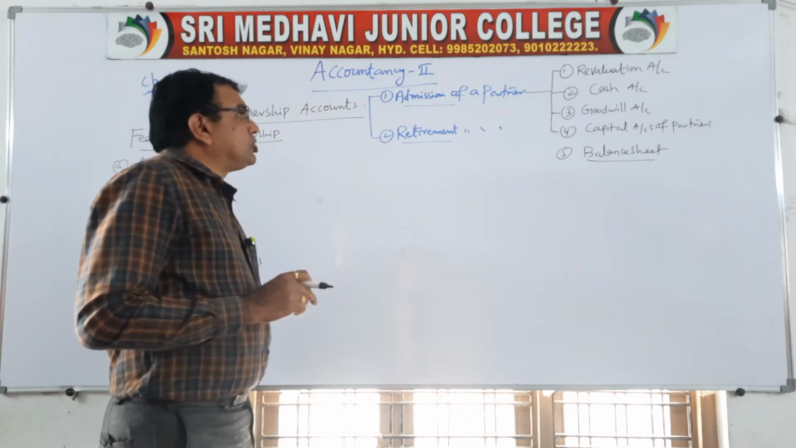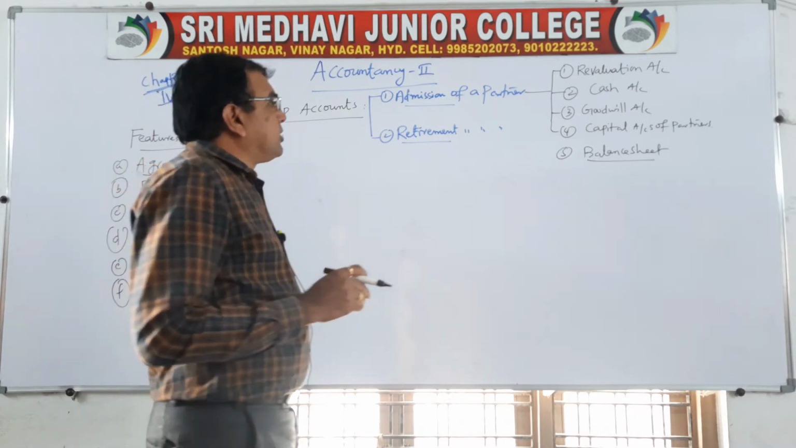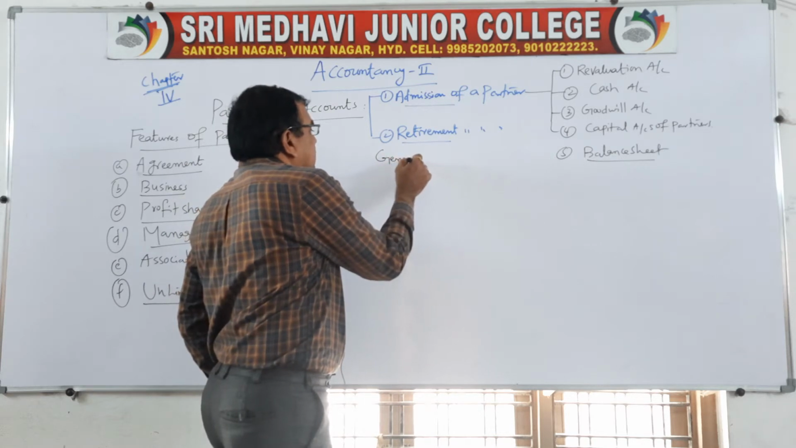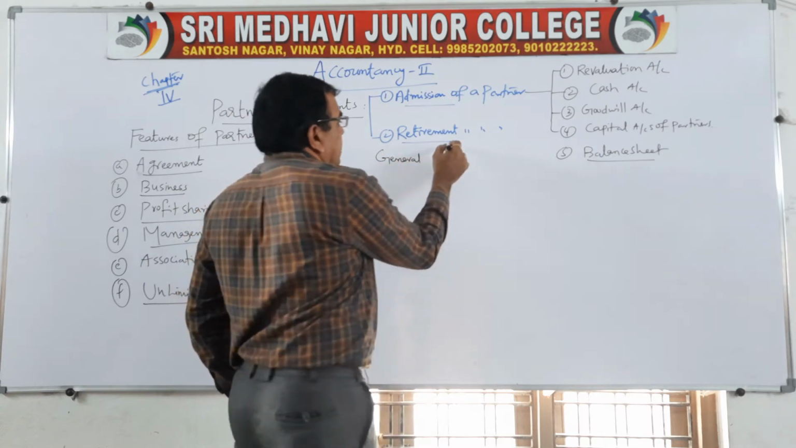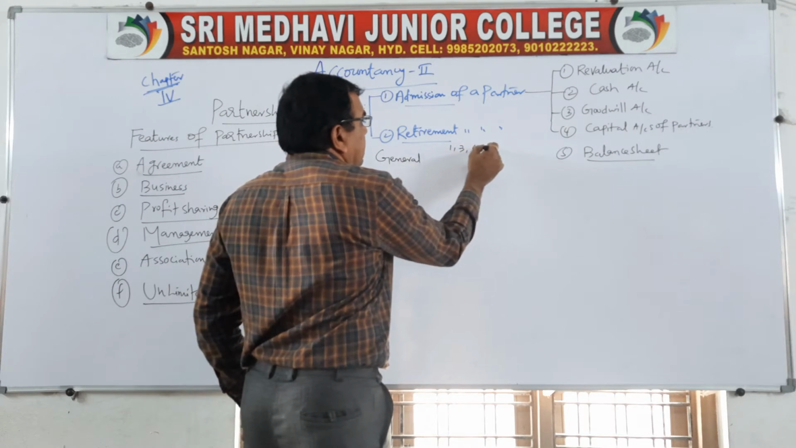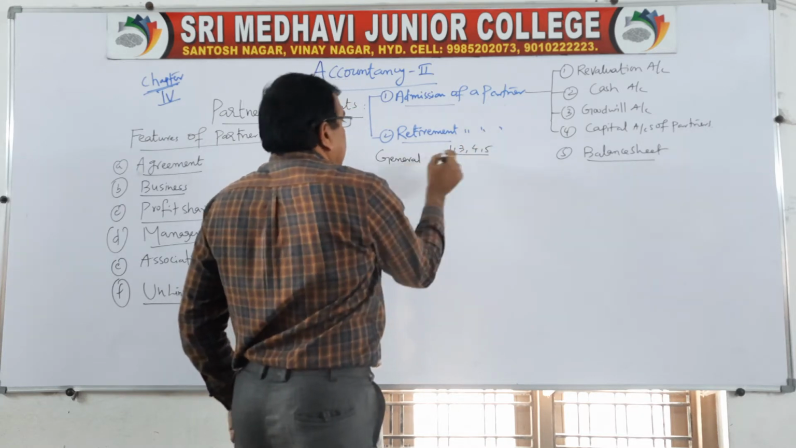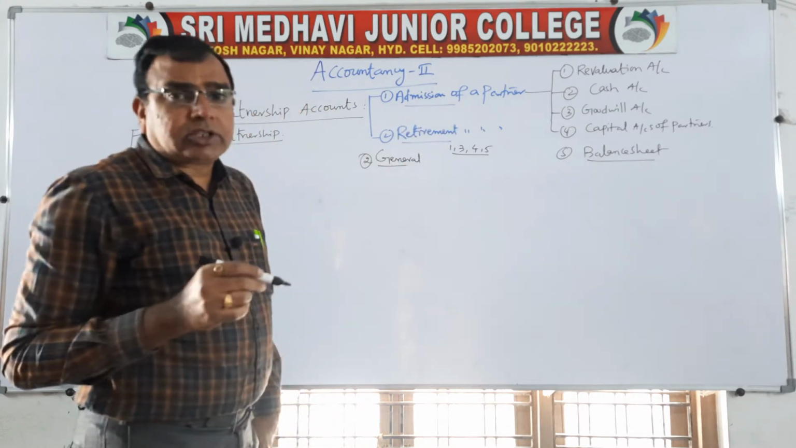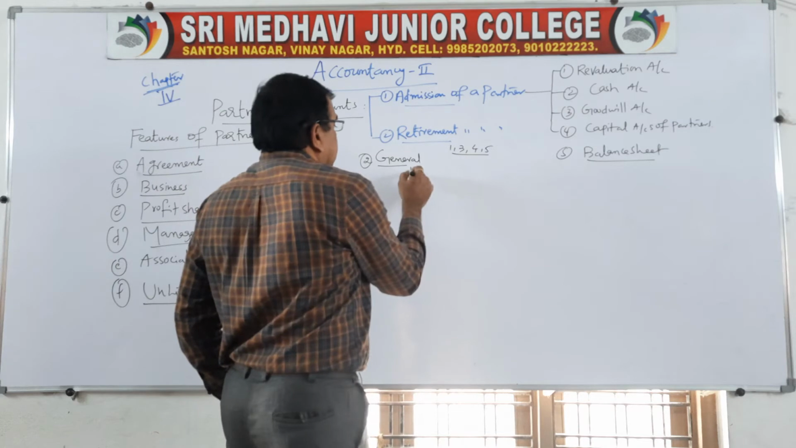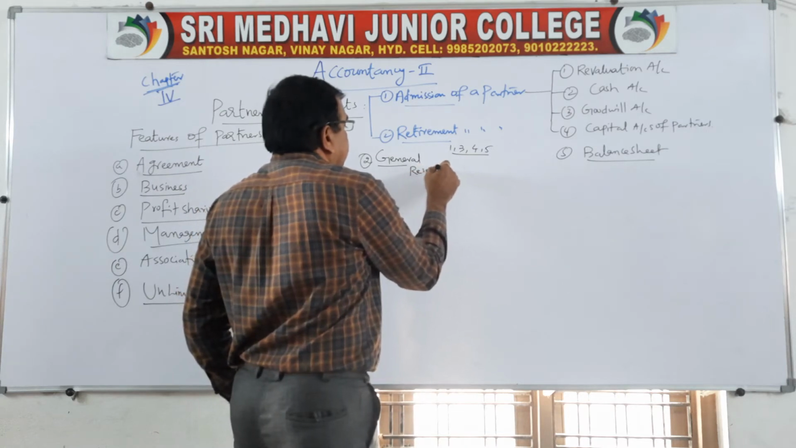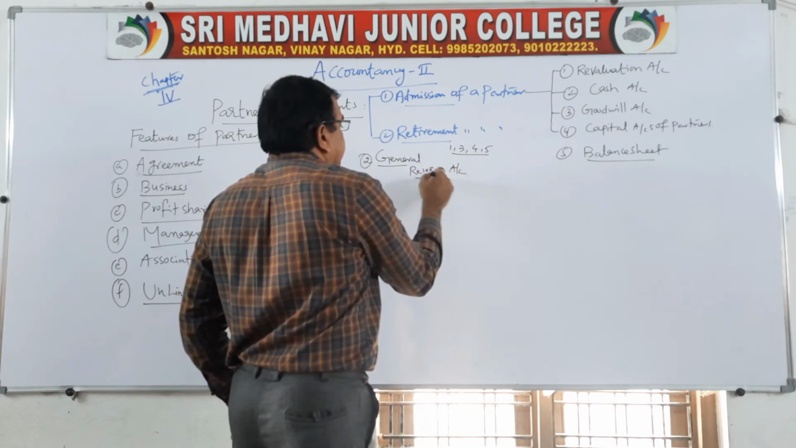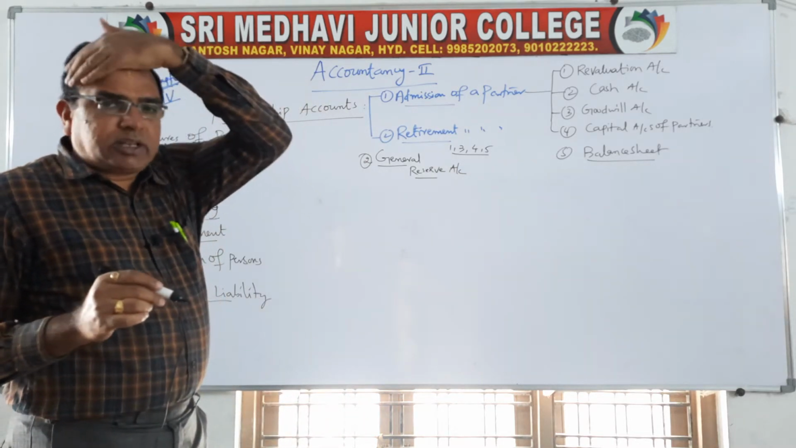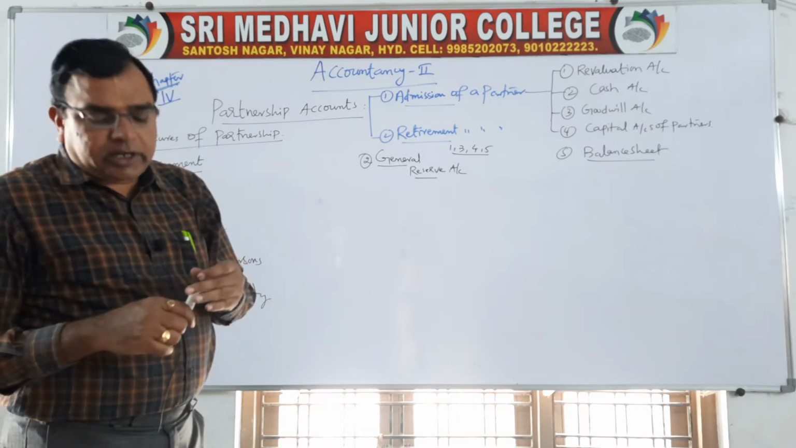In case of retirement also we will be doing the same, but in place of the cash account we prepare the general reserve account. Remaining are the same. 1, 3, 4, 5 are the same. In place of 2, instead of preparing the cash account, we prepare the general reserve account. Clear? So this will carry 20 marks. Sometimes the examiner may ask you journal entries also.